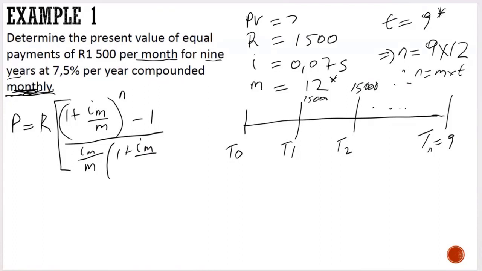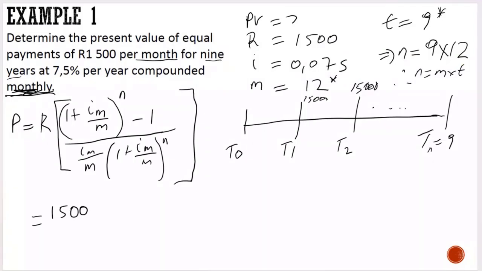In some texts, you'll find that they are writing JM. It does not really matter as long as you know what it stands for. And then you've got your N. This is an ordinary annuity. What needs to be done here is just to plug all the information into your formula.